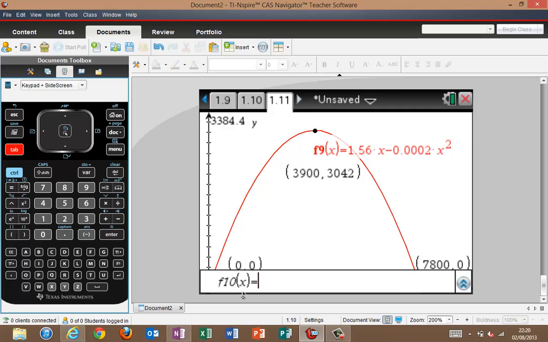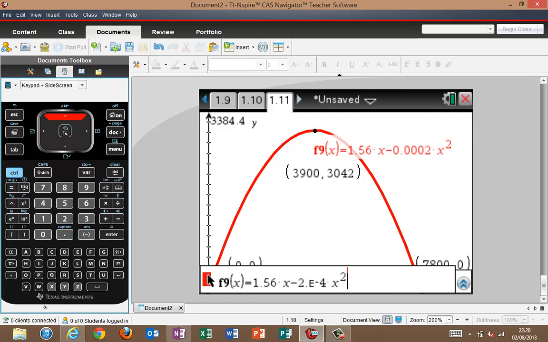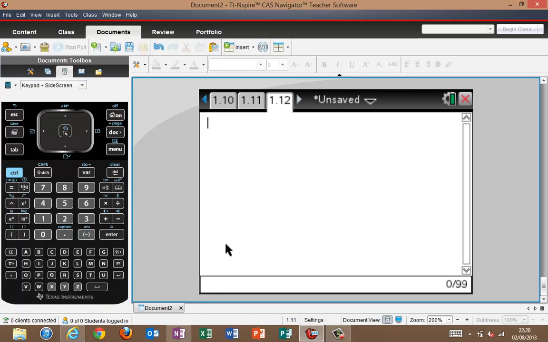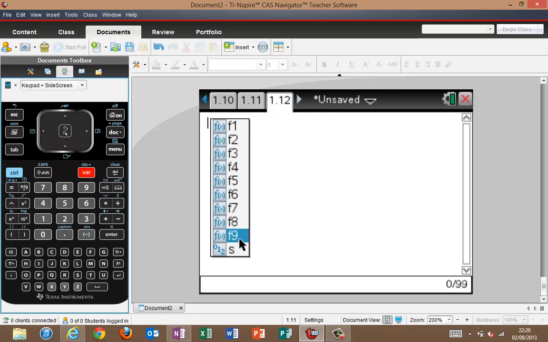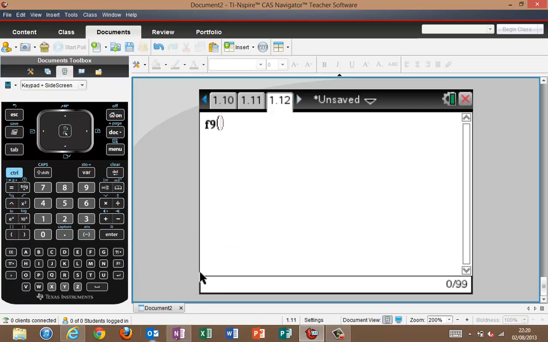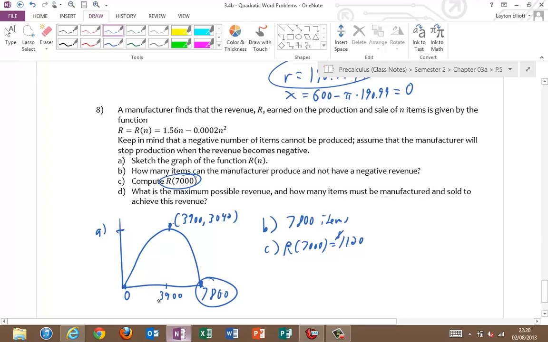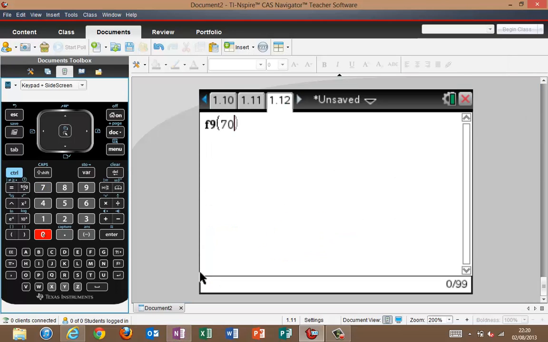Let's do it a different way. This function is stored right now in F9. So if I go to the calculator and recall my F functions, I can just say F9 of 7,000. I get 1120 again. You would hit alpha and one of the function keys at the top, look for your y1, and you can do y1 of 7,000 if you have the function entered into y1.